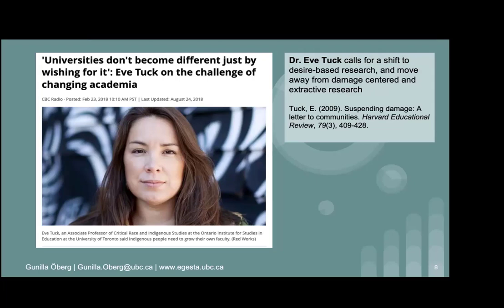Tuck argues for a shift from this damage-centered and extractive approach to a desire-based one. She calls for research that's driven by the interests, desires, and needs of Indigenous peoples. Notably, the Indigenous peoples in Canada are not an oppressed minority among others. They have a legal right to self-determination and sovereignty, and they're not stakeholders, they're rights holders. And if Canada is to stand by its legally agreed responsibilities, it needs to support research that meets the needs of Indigenous peoples, their desires.